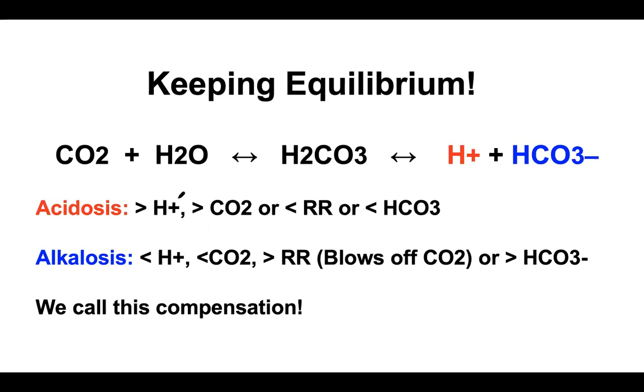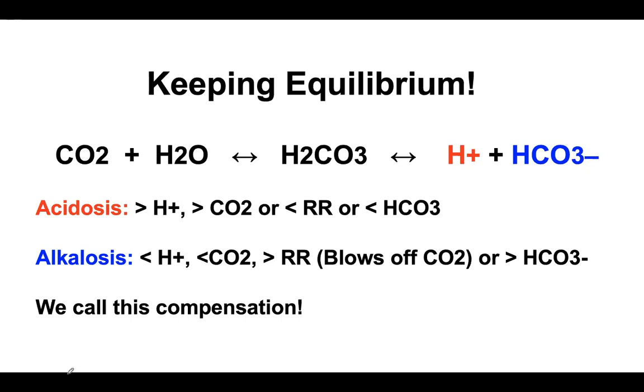This equation I find really useful. So your body is basically keeping an equilibrium. And this equation, and hopefully everyone's seen it or is aware of it, basically shows the relationship between carbon dioxide, water, carbonic acid, hydrogen ions, and bicarbonate. In acidosis, when the pH is lower than 7.35, that's usually a result of increased hydrogen ions, increased CO2, or a decrease in bicarbonate, and usually clinically a decrease in respiratory rate. So that's what the RR stands for.